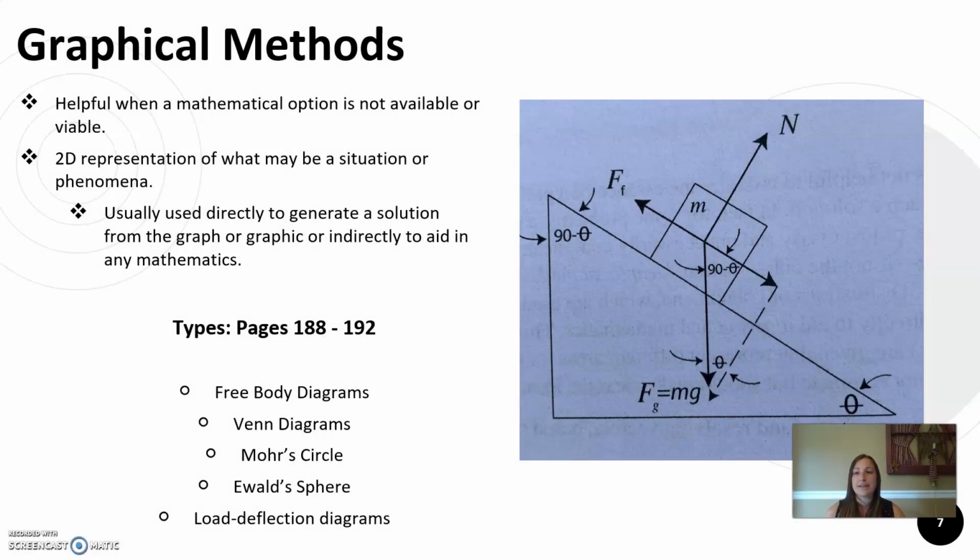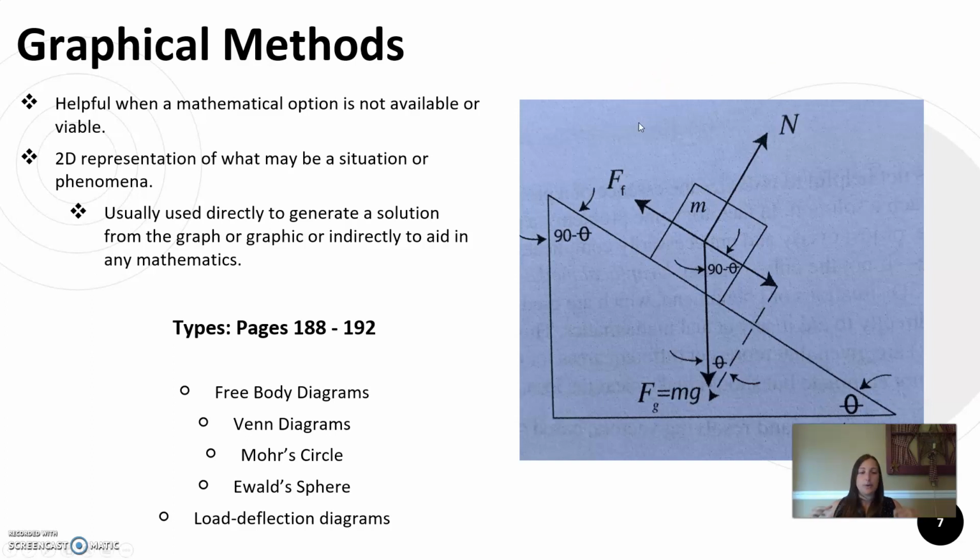Now, graphical methods are helpful when a mathematical option is not available, and really you're going to see a 2D representation rather than a 3D one, of what may be a situation or phenomenon. So one of the examples they gave was a free body diagram.